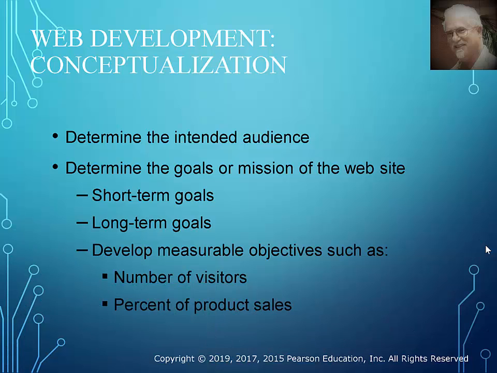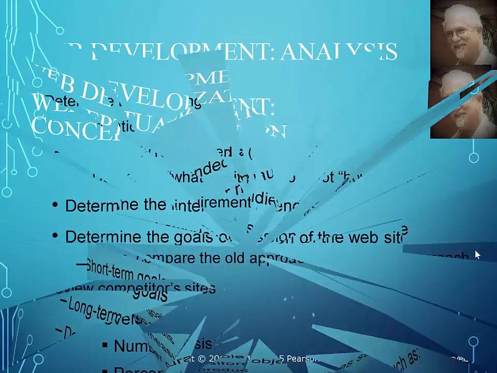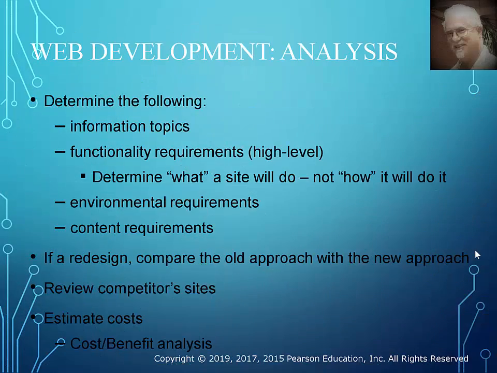So one of the things you have to do is determine the intended audience. Who is this website for? What's your demographic you're trying to reach? And think about it clearly. Determine the goal or mission of the site, short term, long term, and think about how you might want to measure those things. It could be measured in visitors or product sales or whatever. What's your metric? So you got to, of course, figure out what the information topic is, what it is you're going to be writing about, what your functionality requirements are.